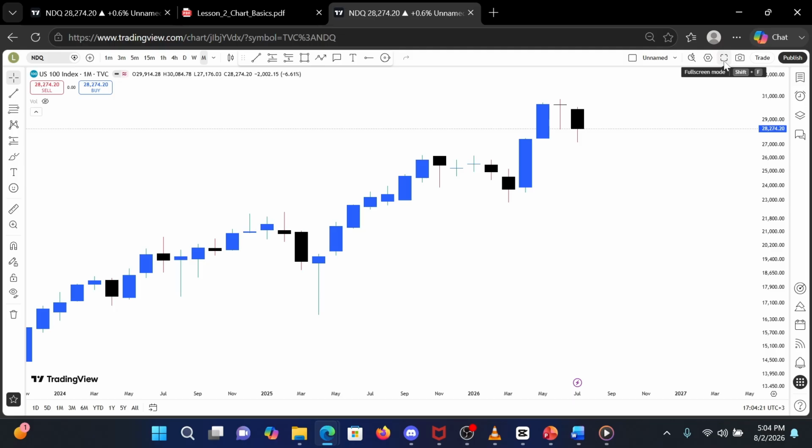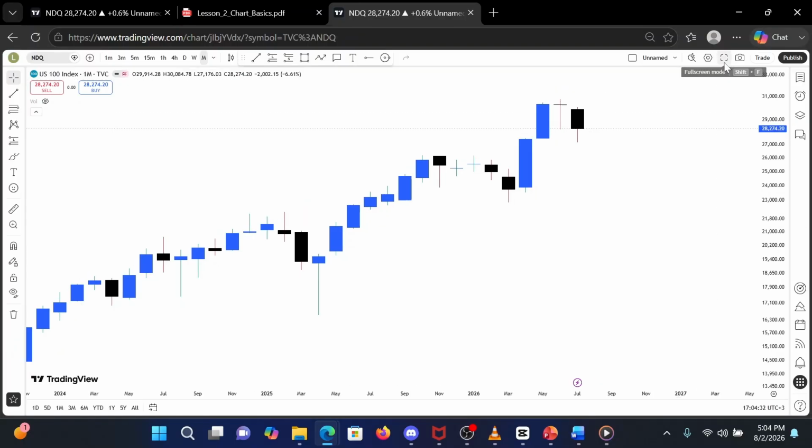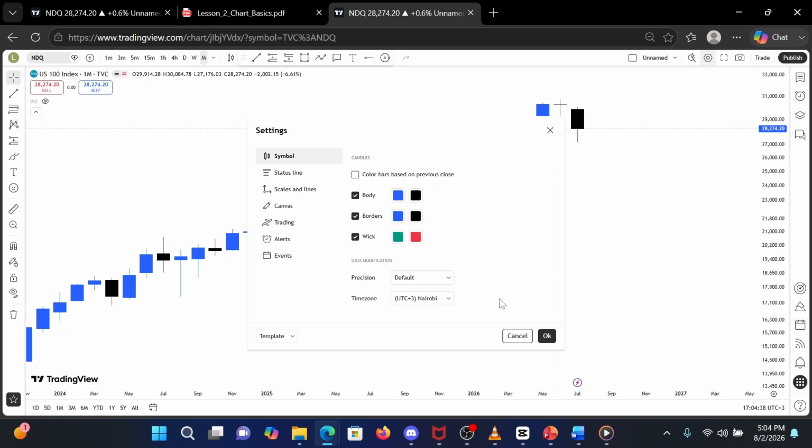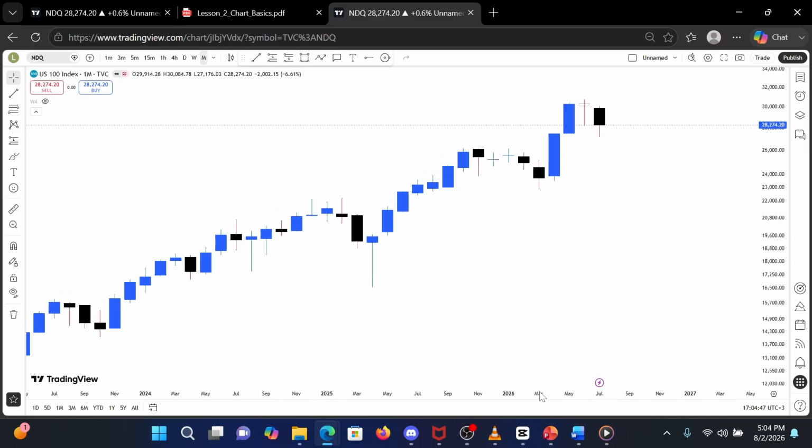This one helps you to put it on full screen mode. And if you have a laptop, if you press the ESC, which is the escape key, it brings you back. Okay, these are the settings in case you want to set your screen, how you want to set them. And then now let's go back to our candles.